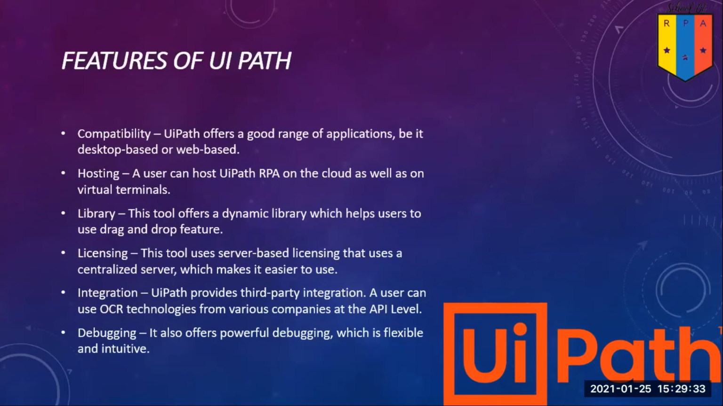Now, let us look at the features of UiPath. UiPath offers a good range of applications like desktop or web-based automations. A user can host UiPath RPA on a cloud as well as on virtual terminals. UiPath offers a dynamic library which helps users with the drag and drop feature. This tool uses server-based licensing that uses a centralized server, which makes it easier to use.